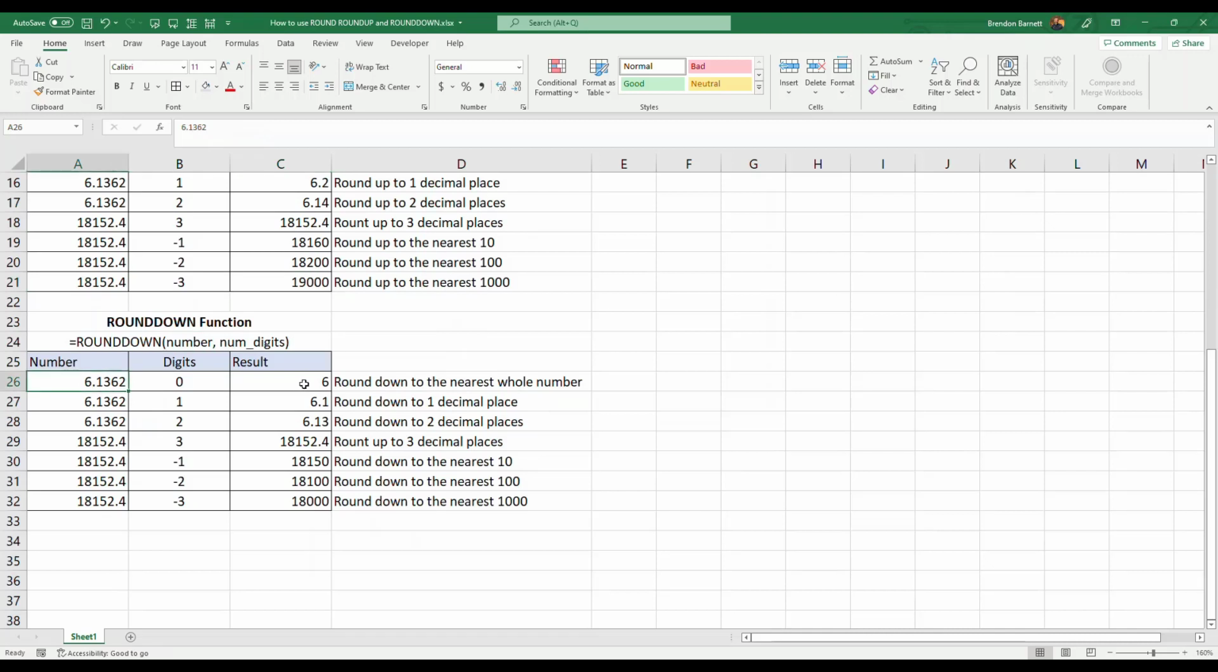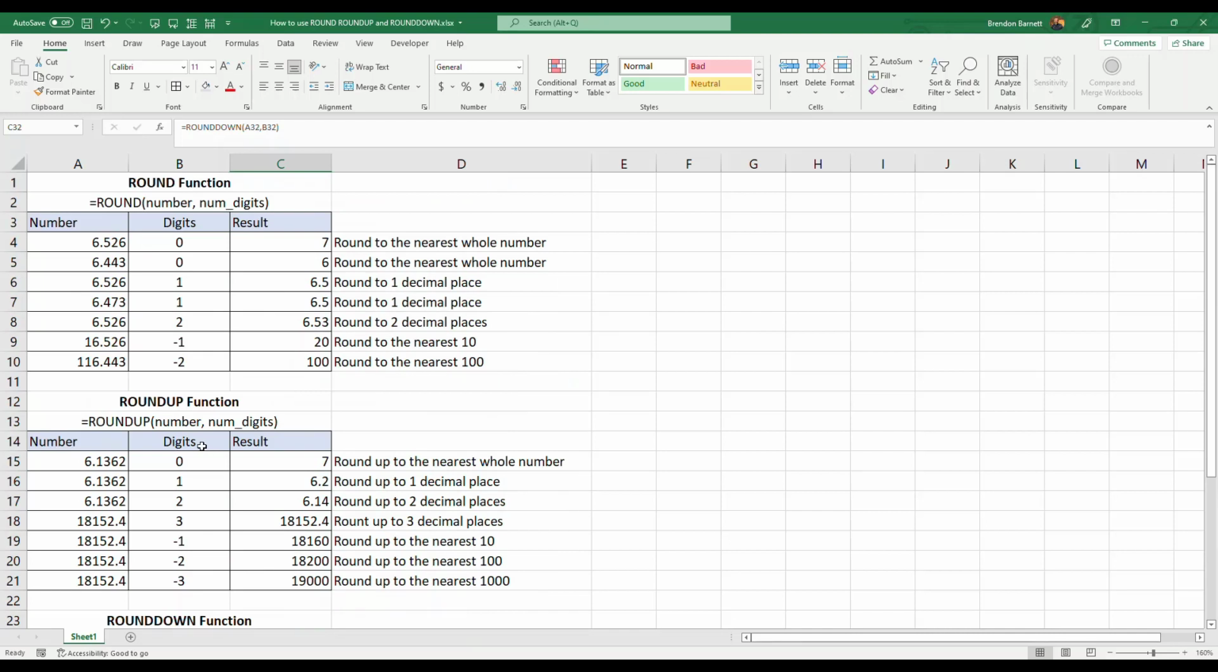So your whole numbers are always rounding down to the nearest whole number, your decimal places are always rounding down to the nearest decimal place, and your whole numbers on the left side of the decimal are always rounding down to the nearest tenth, the nearest 10, the nearest 100, or the nearest thousandth. So great little functions, especially useful in accounting when you need to round up or down for your financial worksheets.